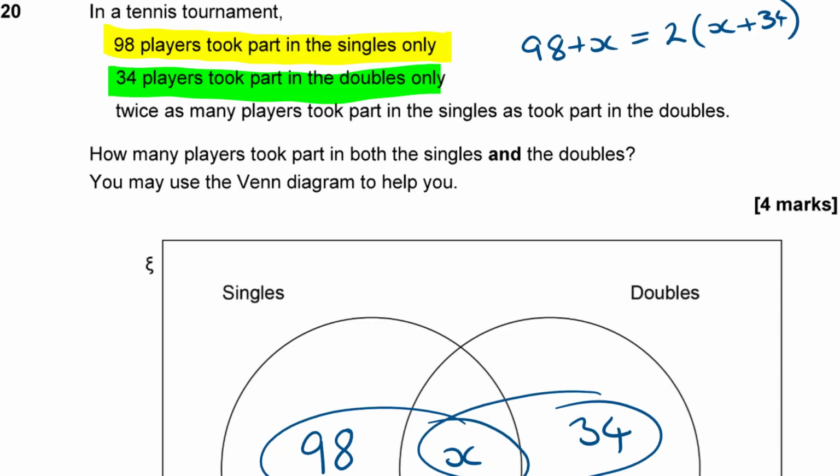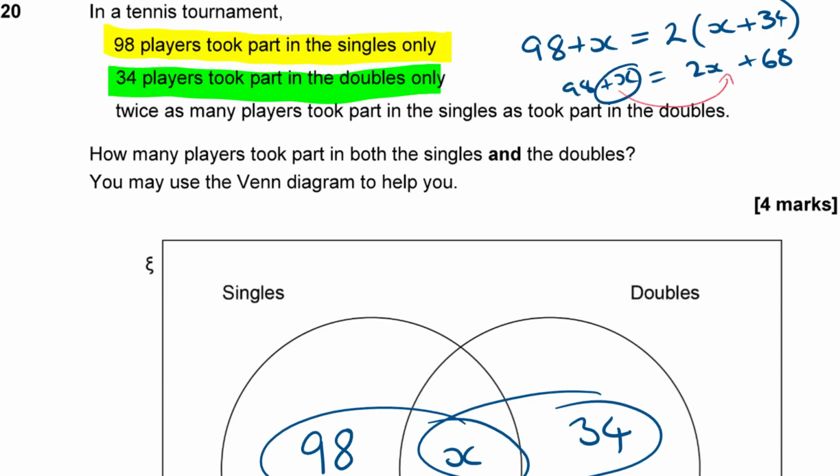So I've formed an equation in x here, which I can then go on to solve. I can just remove the brackets. That's 2x plus 2 lots of 34 is 68. So 98 plus x equals 2x plus 68.